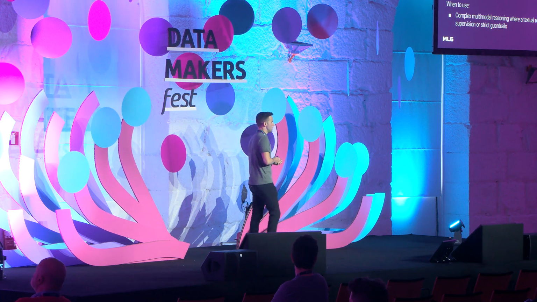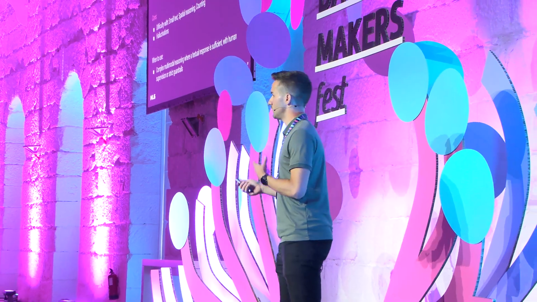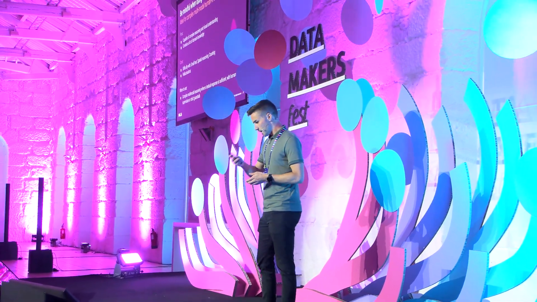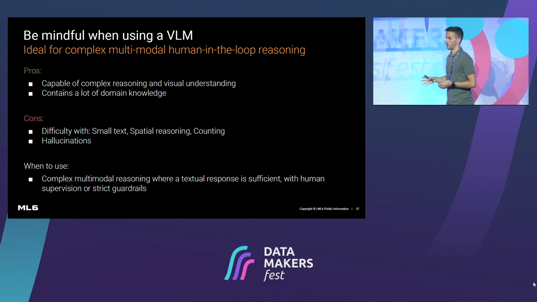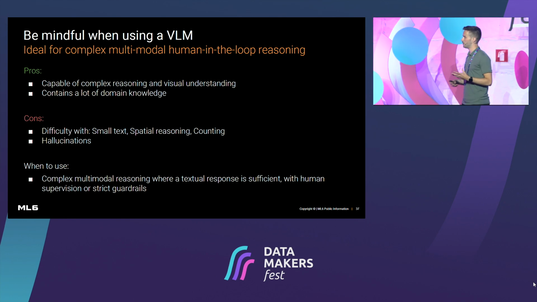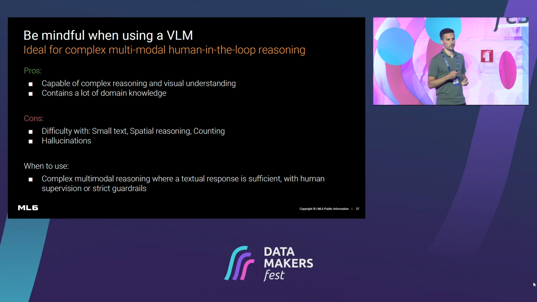So in conclusion, be mindful when using a VLM. Some of the upsides of these models, it's capable of very complex reasoning and visual understanding. There's a lot of complex use cases with visuals and text, and it can really reason about it and give you an answer, much better than some OCR and layout model combination can typically do. It contains a lot of domain knowledge. I showed the manufacturing example, but as I said, healthcare use cases and plenty of other industries, it has some knowledge already, which is very powerful and very interesting.